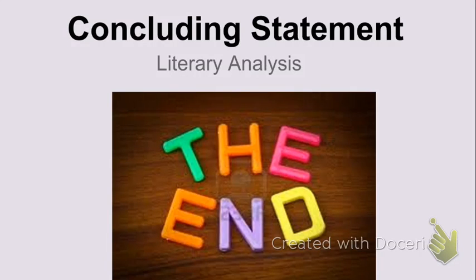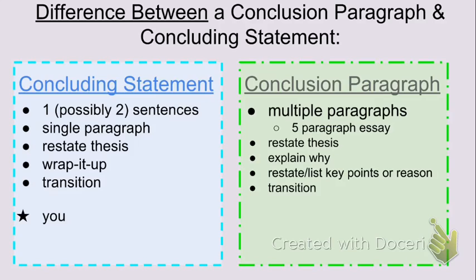Let's review how to write a conclusion statement for a literary analysis. First, let's discuss the difference between a conclusion paragraph and a concluding statement. A concluding statement is usually one, but possibly two sentences that wrap up a single paragraph. They also restate the thesis and sum up what we were recently saying in the paragraph, and they usually use a transition word or phrase. And this is the one that you're going to be using today for the literary analysis.